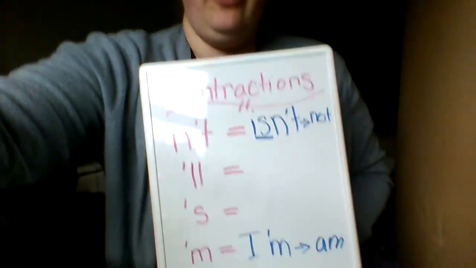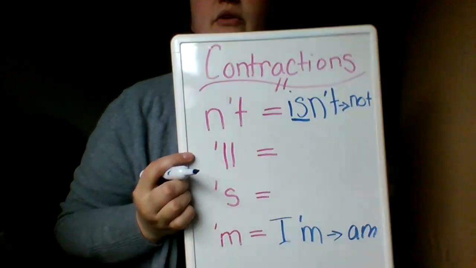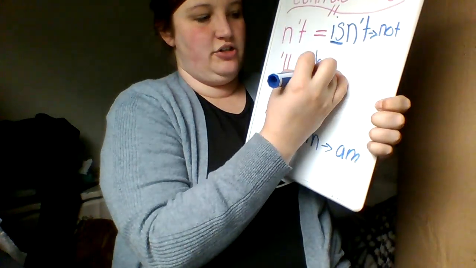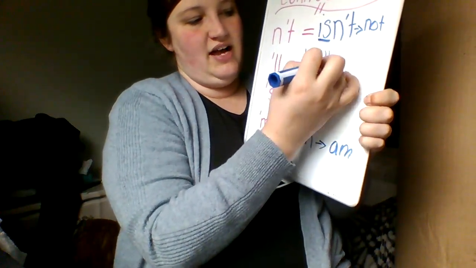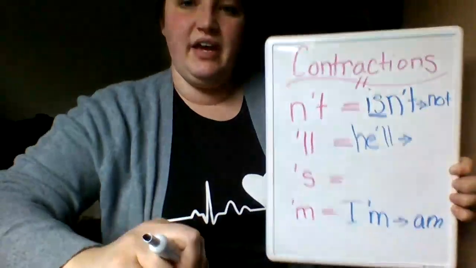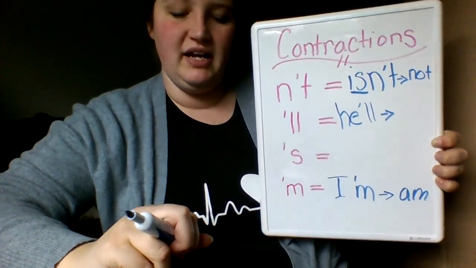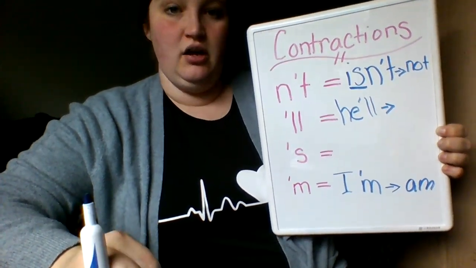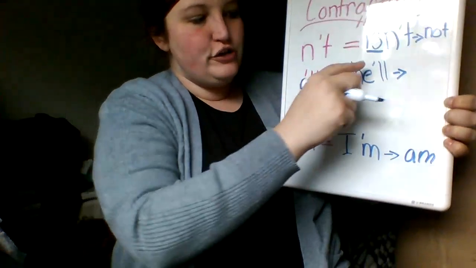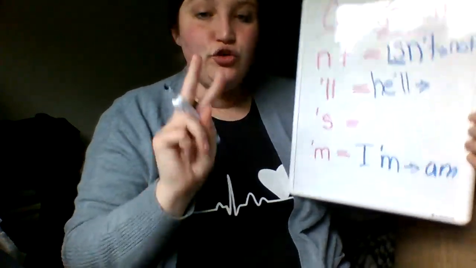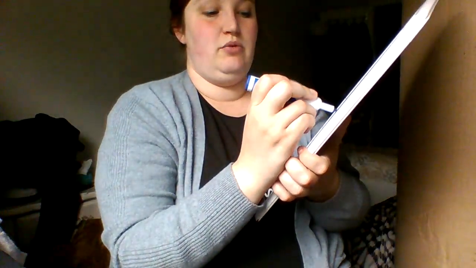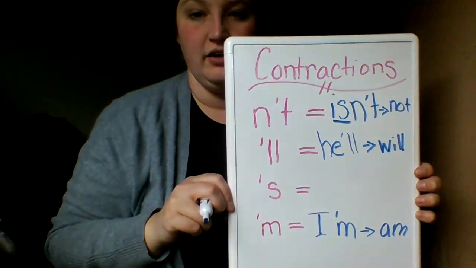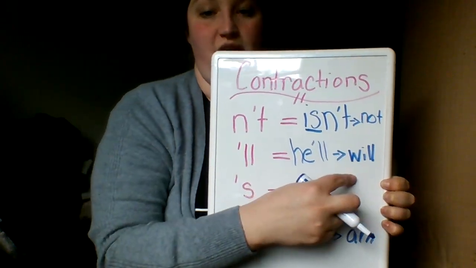Now I have apostrophe L-L, okay? Maybe we'll think of the word he'll, like he'll do something. H-E apostrophe L-L, okay? Maybe he'll play in his room. So he'll play in his room. He will play in his room. So in this case, the apostrophe takes the place of two different letters. It replaces the W and the I in the word will. Okay? So he'll is he will.